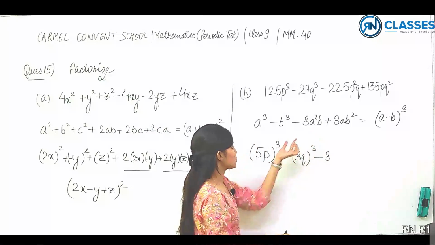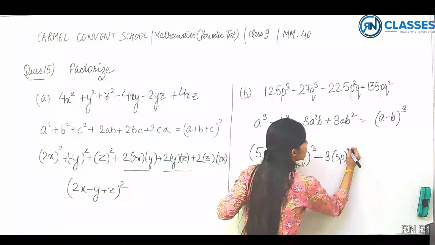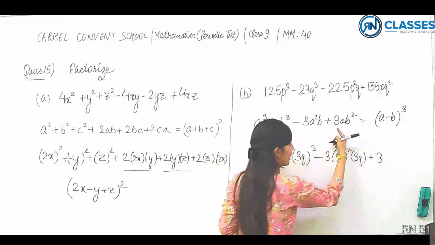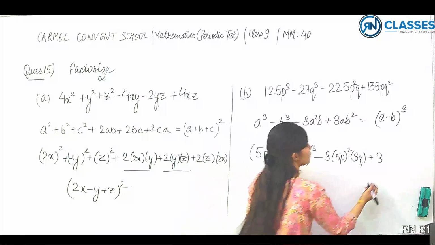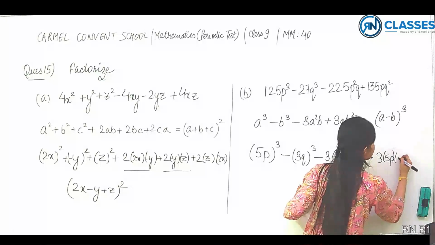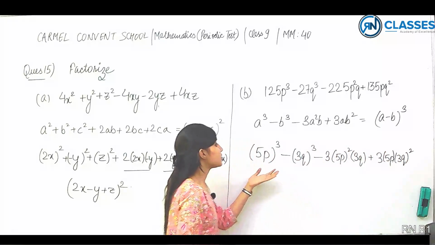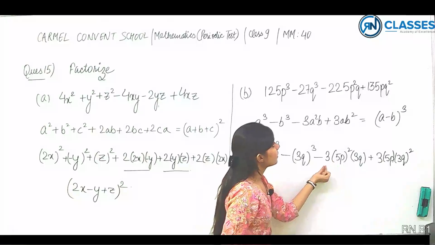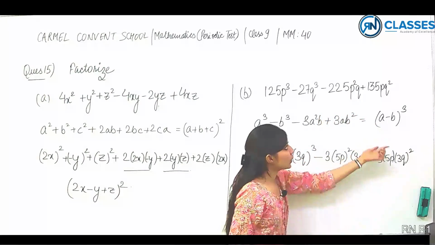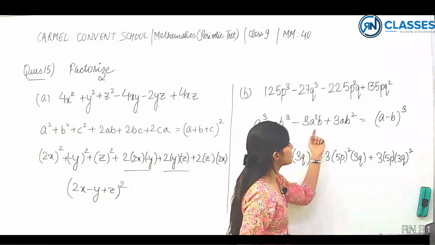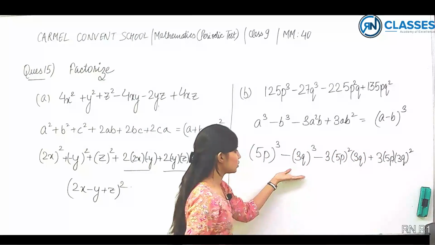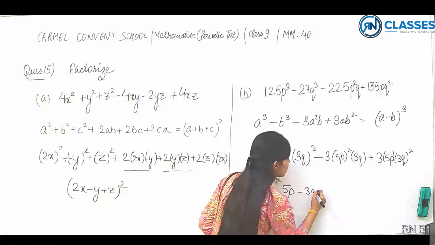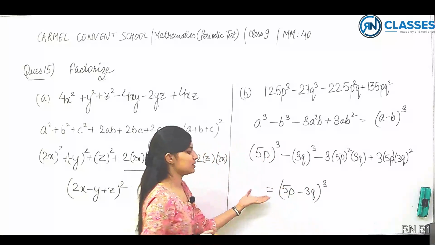minus 3 into a square, that is 5p square, into b, that is 3q, plus 3ab square, that is 5p into 3q का whole square. Right, so this is 125p cube, this is minus 27q cube, minus this is 225p square q and 135pq square, and this is equal to a minus b whole cube. So this is equal to 5p minus 3q का whole cube. So these are the factors.